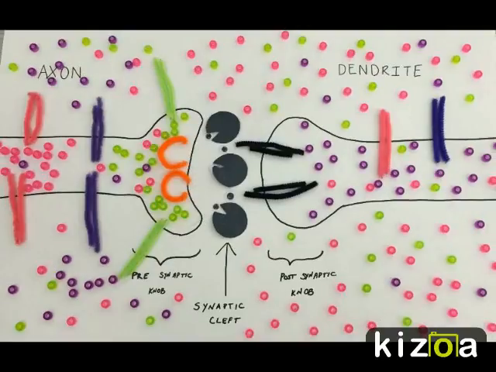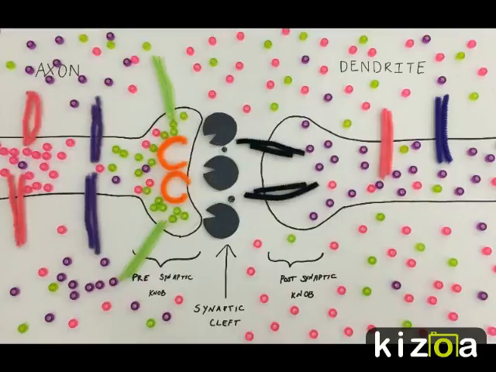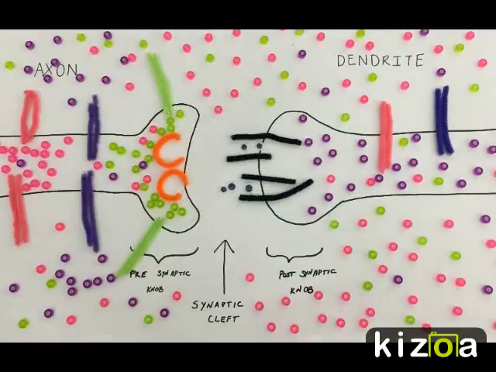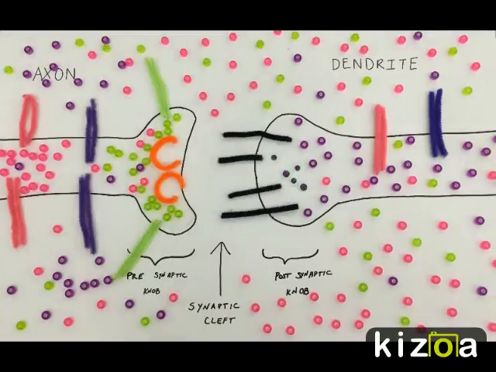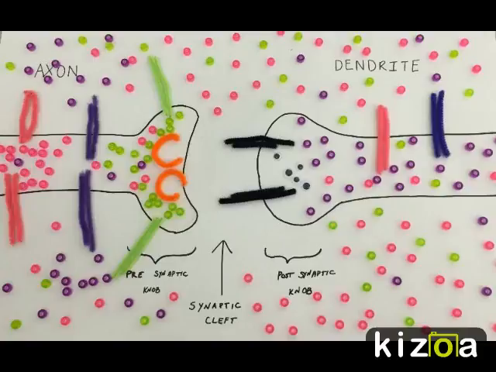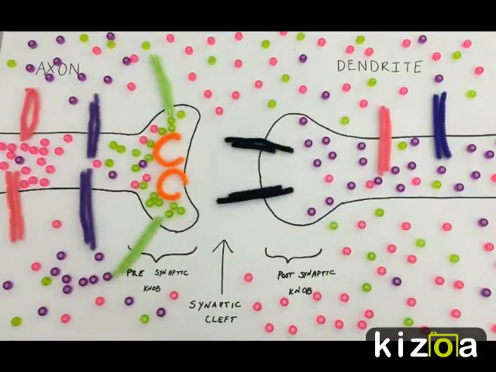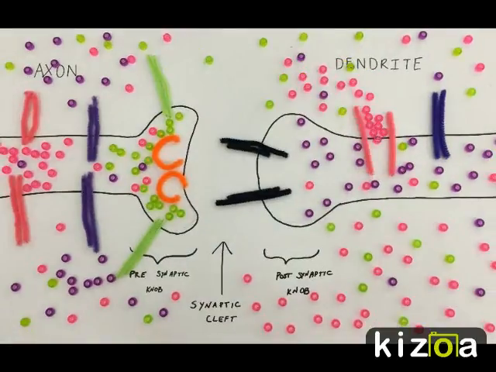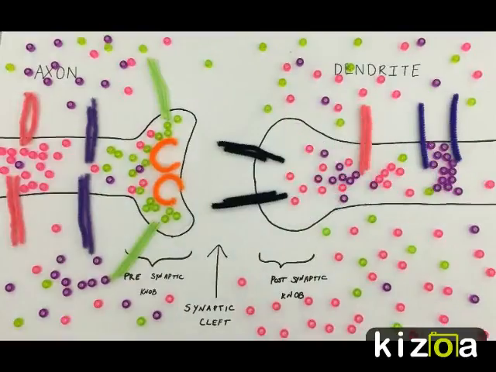Once released, it binds to and activates the acetylcholine-gated sodium channels in the dendrite of the postsynaptic neuron. The activation of these channels allows for sodium entry into the postsynaptic membrane. Acetylcholine is then rapidly degraded and inactivated by acetylcholine esterase enzymes in the synapse. The process is then repeated with another neuron until the signal propagation is terminated.